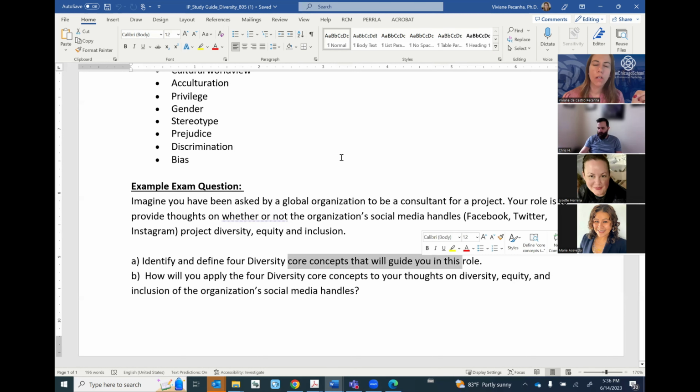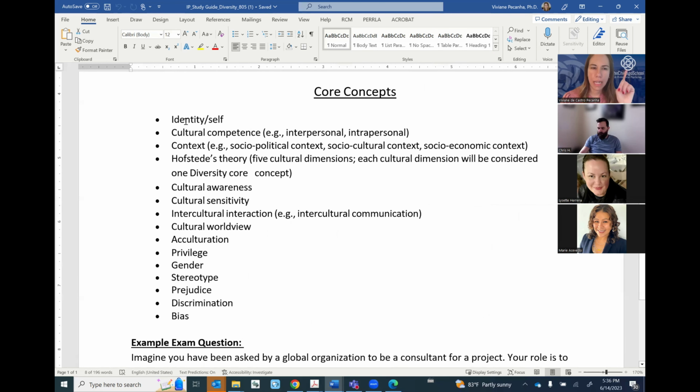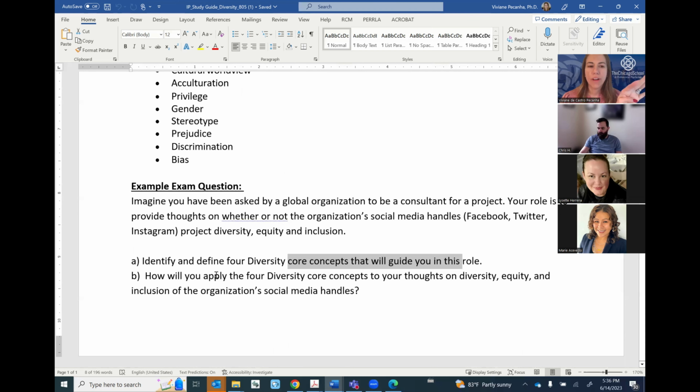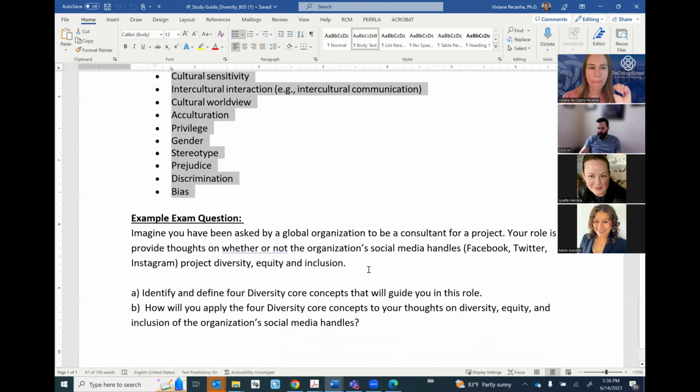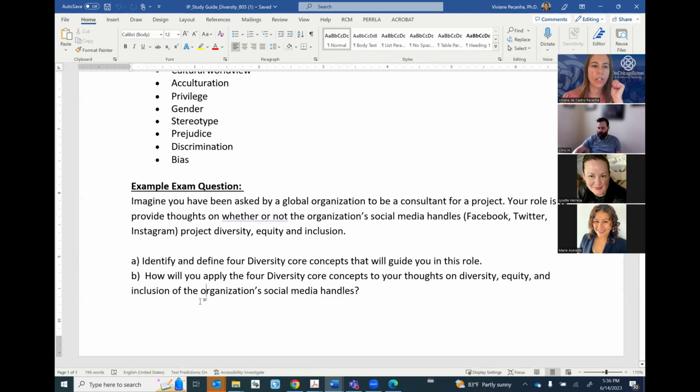So the first question is, identify and define 4 diversity concepts that will guide you in this role. Make sure that the 4 concepts that you are identifying and defining are in this list. Okay. Second question, how will you apply the 4 diversity core concepts to your thoughts on diversity, equity, and inclusion of the organization's social media and how the organization handles the social media?